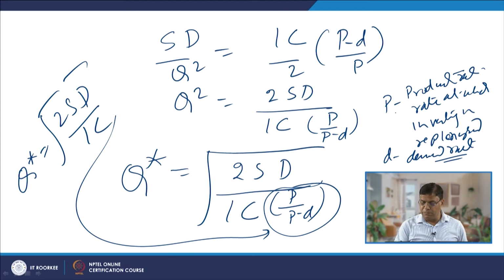So, in this situation we have assumed that P is greater than D, otherwise it will lead to the situation of the stock out.